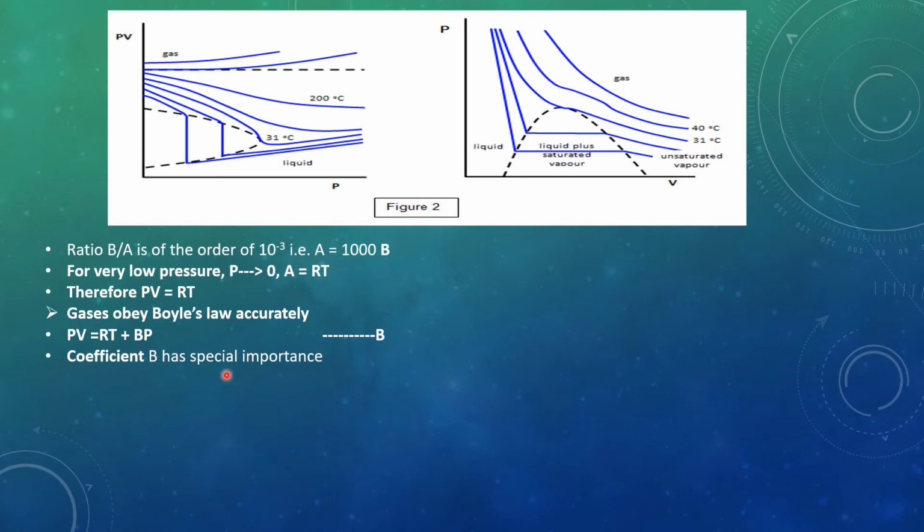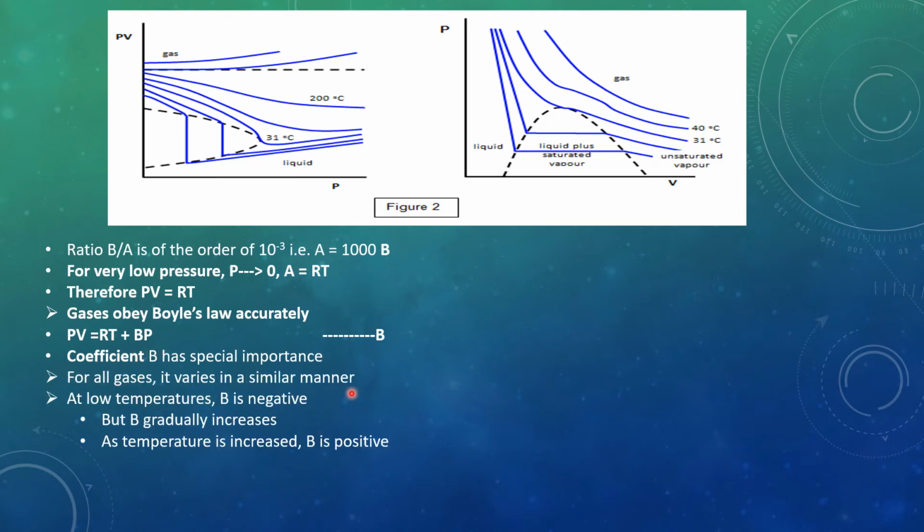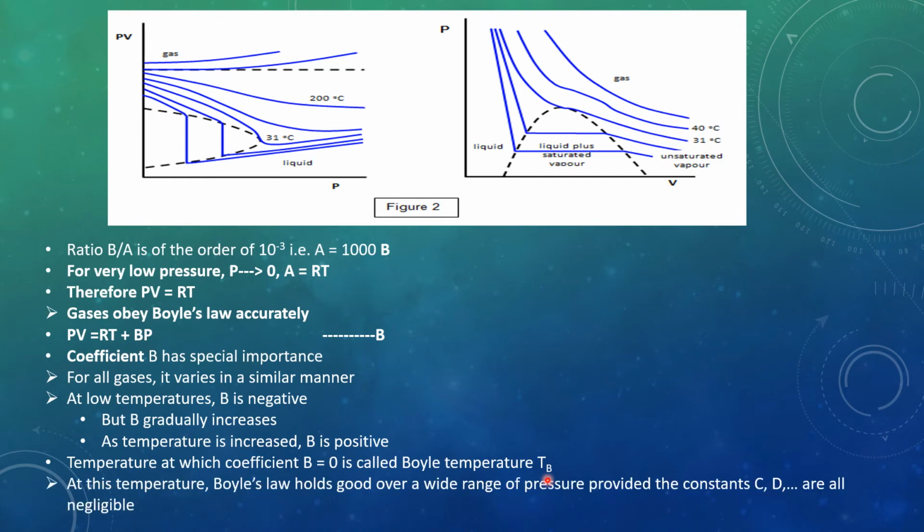So we can write PV is equal to RT plus BP, equation B. The coefficient B has a special importance, so that's why it is shown in equation B. For all gases, it varies in a similar manner. At low temperatures, B is negative, but B gradually increases. As the temperature is increased, B becomes positive. The temperature at which the coefficient B is 0 is called Boyle's temperature, which we denote as T suffix B. At this temperature, Boyle's law is obeyed.